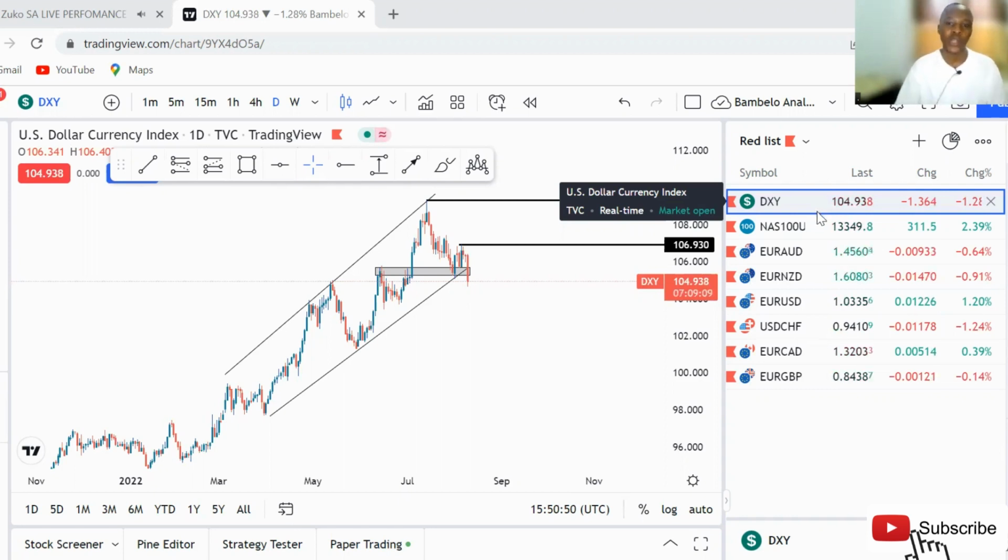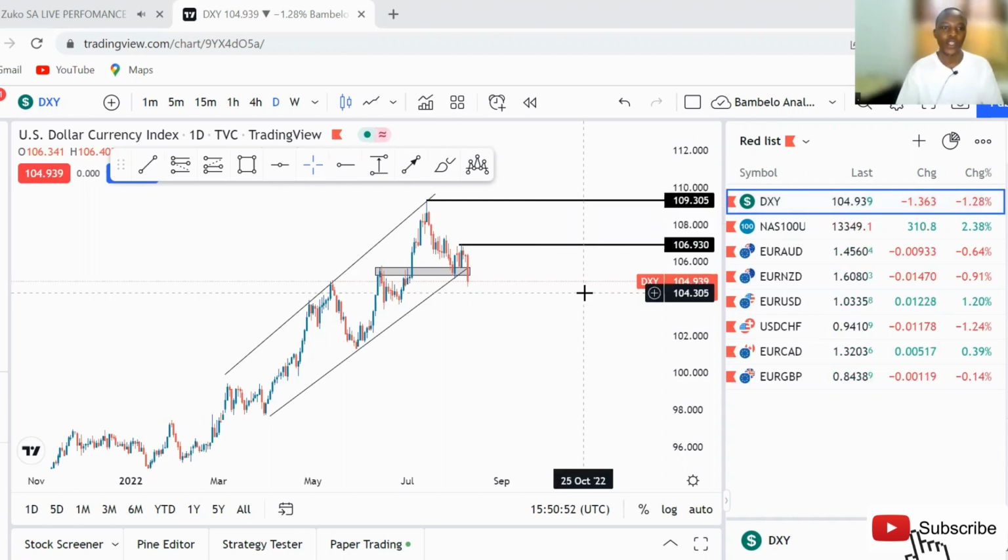So I usually start with the DXY, which is the US dollar currency index, because it gives us an indication as to how the dollar is going to perform. Is it going to be strong? Is it going to be weak? So that we can make those trading decisions when it comes to pairs that have the US dollar in them, because we bet on the strength and the weakness of the dollar as compared to the currencies.